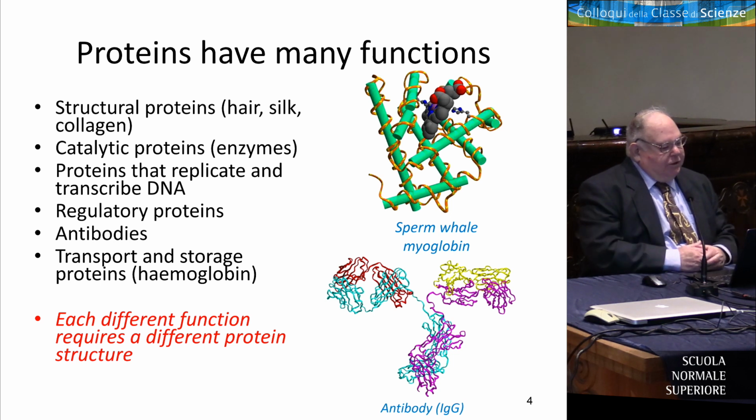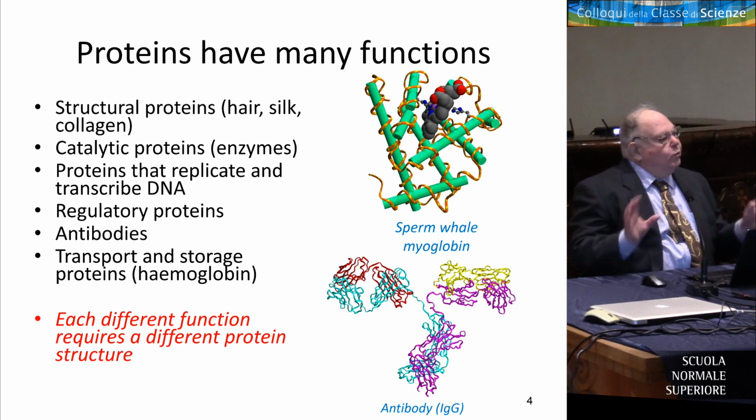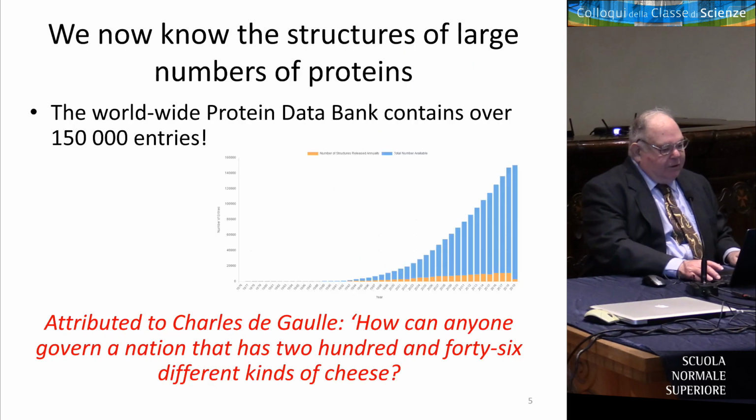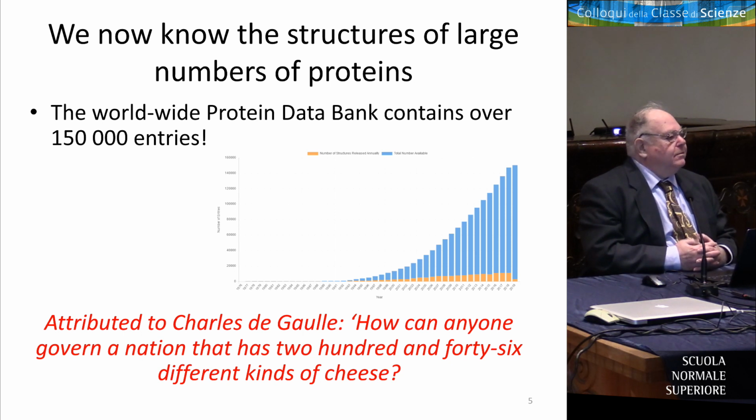Now each function requires a different protein structure. Whereas DNA has basically one structure, that's not quite true, but it's very close to true, we have many, many protein structures. And the Worldwide Protein Data Bank has hundreds of thousands of entries.